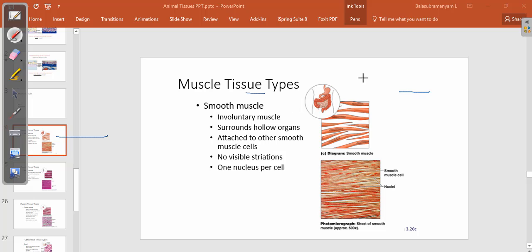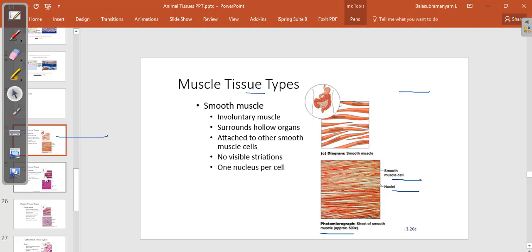the smooth muscle. If you observe the structure, you can see a single nucleus. All of them are like spindles. This is the smooth muscle under the microscope at 16x, and there are no visible striations and only one nucleus per cell, and mostly these are separated.